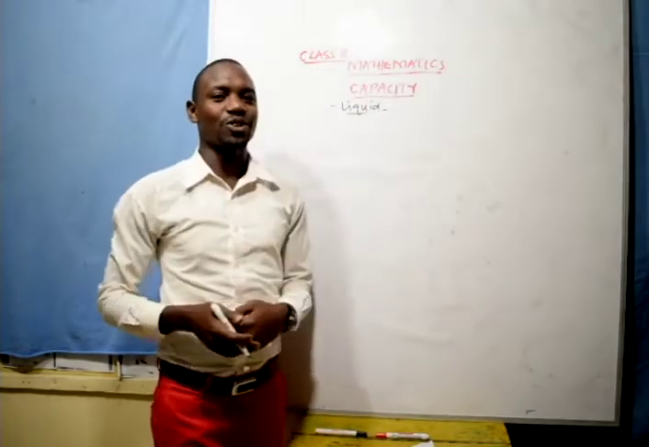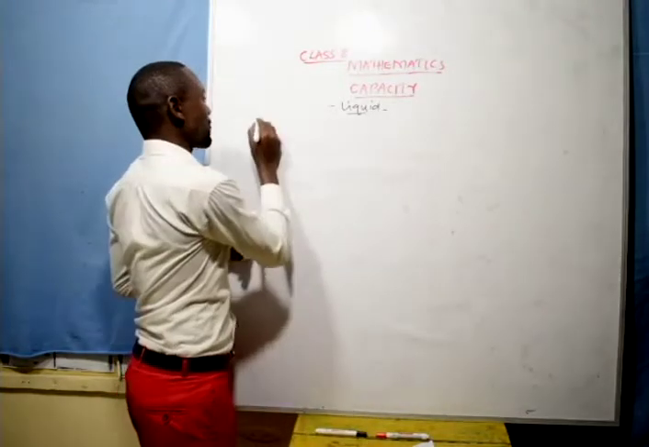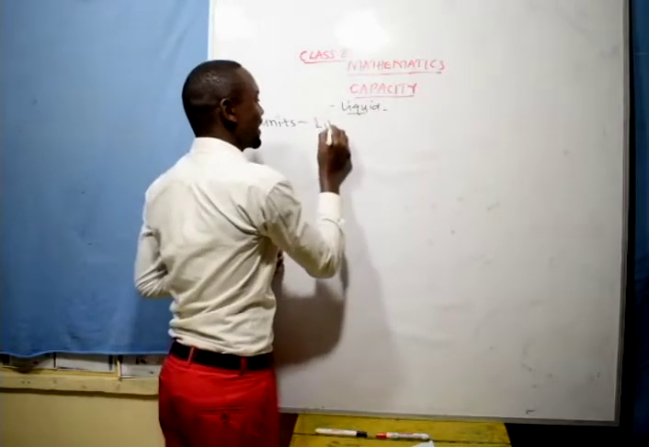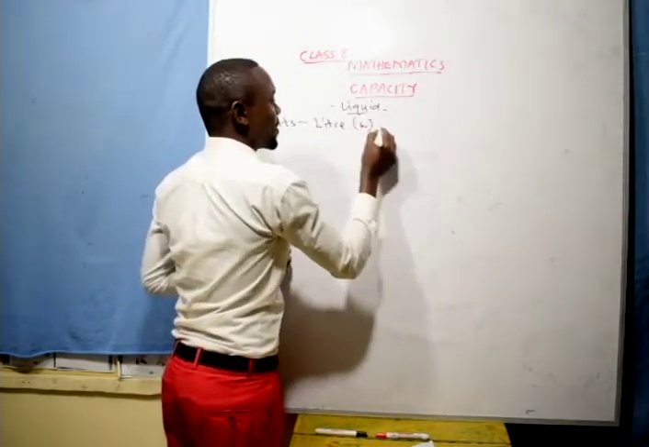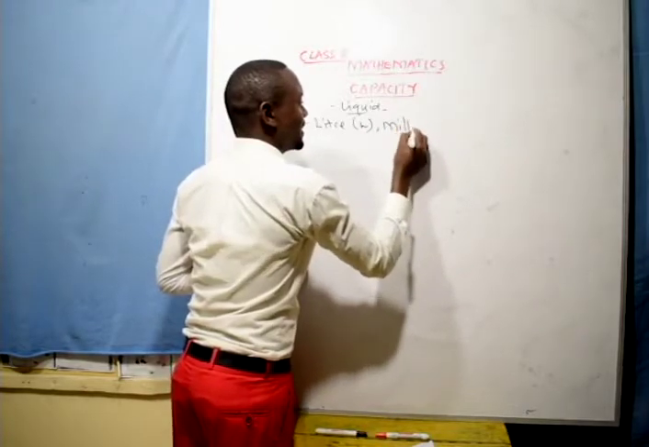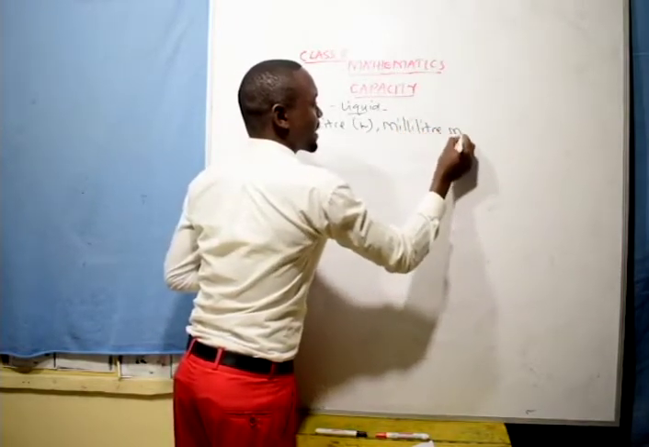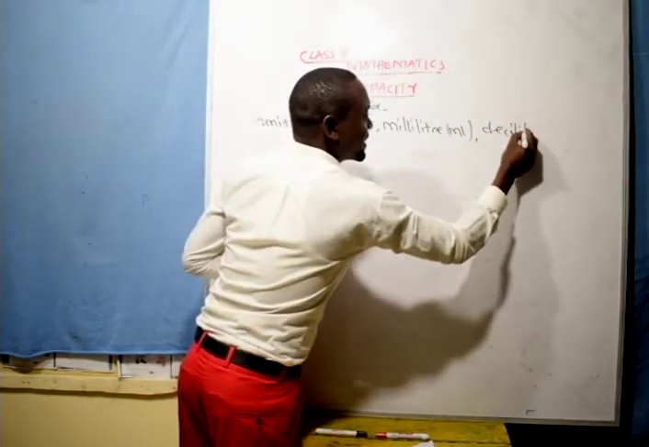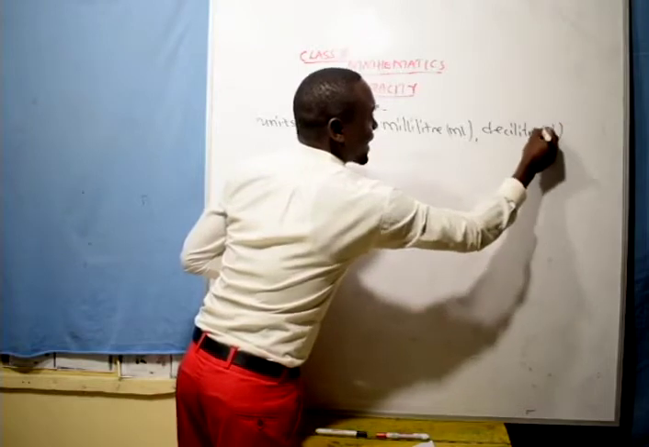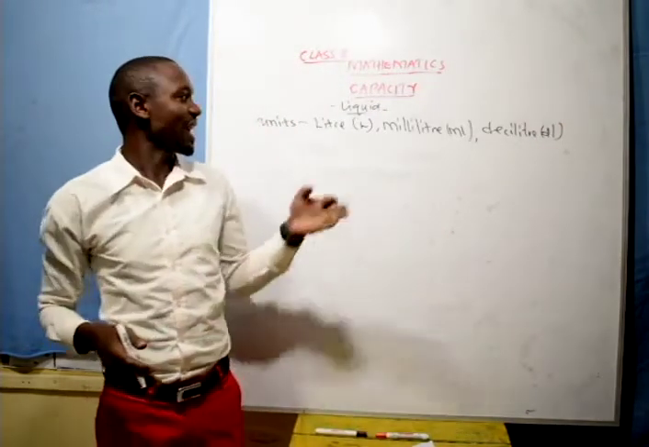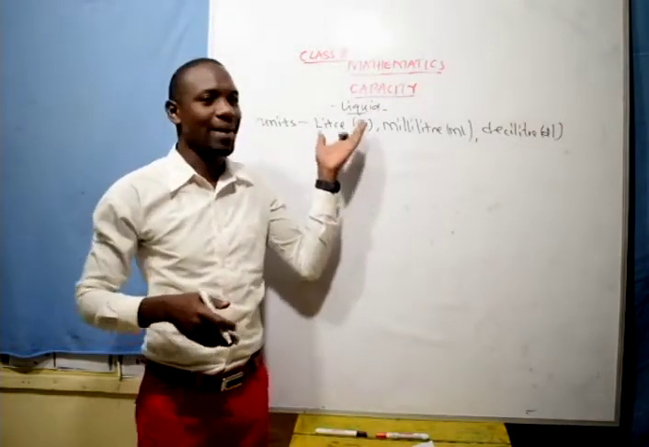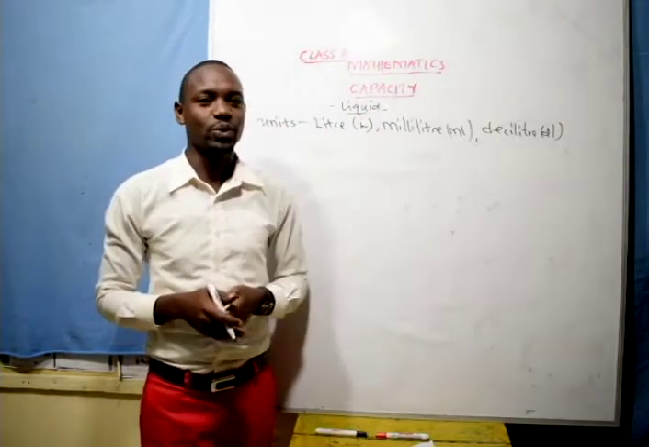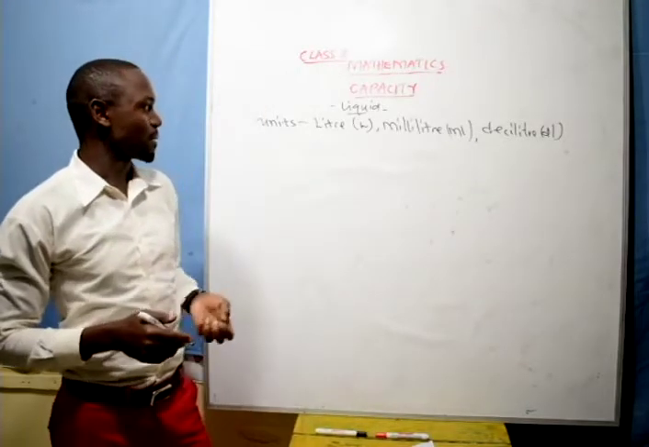There are different units of capacity. We have the liter, that is L. We have the milliliter, that is ml, and we have the deciliter, that is dl. There are other units which are used when measuring capacity, but these are the main units that are used.